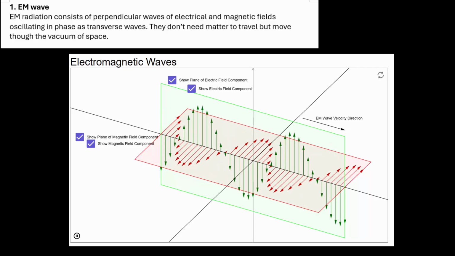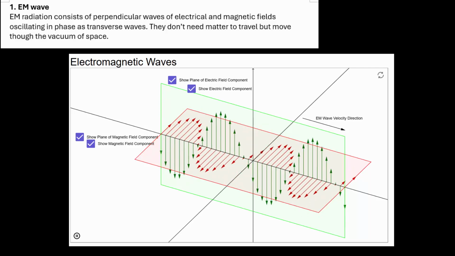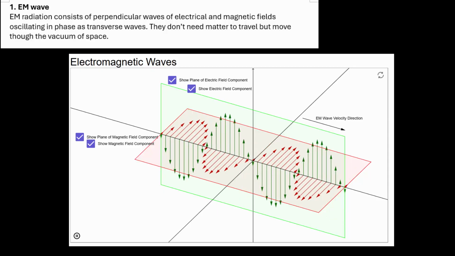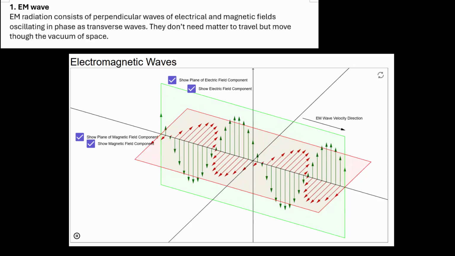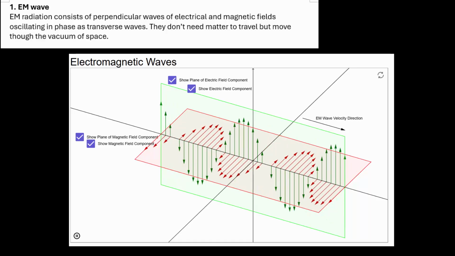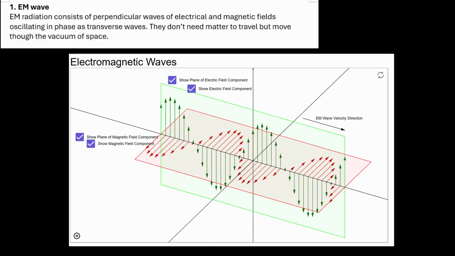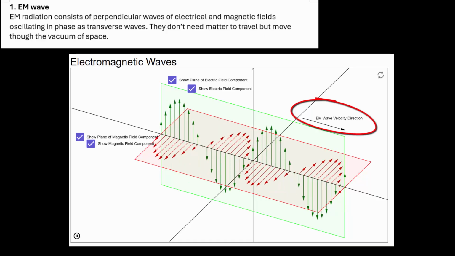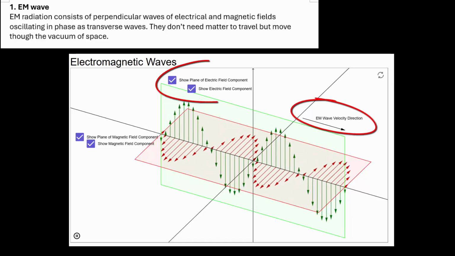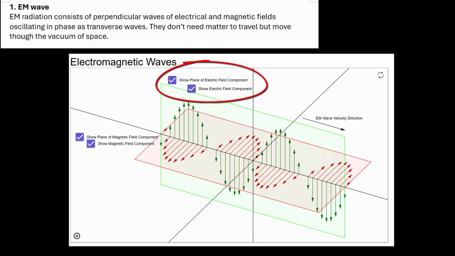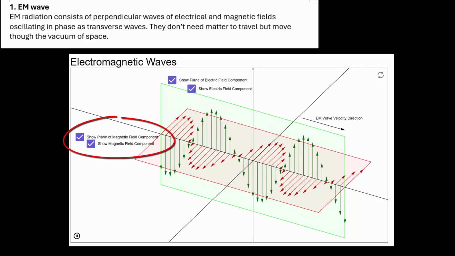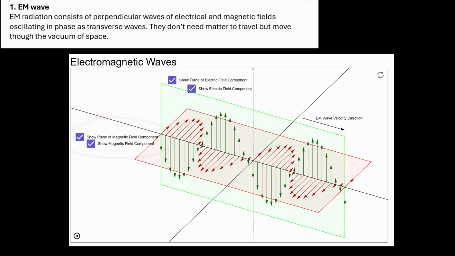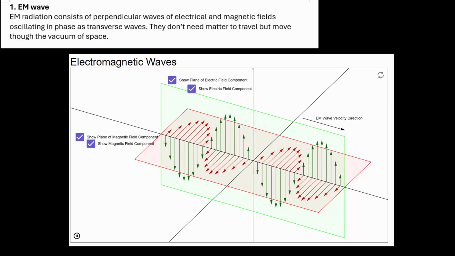First, I'm just going to describe the electromagnetic wave. You can see here that there are electrical fields up and down and magnetic fields at 90 degrees, and that's perpendicular to the movement of travel. So it's going from left to right here. The electrical field is the green, going up and down, and the magnetic field is the red, flat, going left and right.